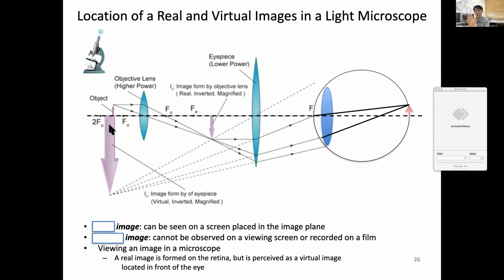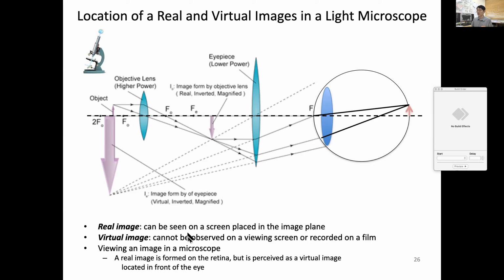So even if you put a curtain or a film over here, you will not get the image, because this image is virtual. I want to explain that if an image can be seen on a screen placed in the image plane, that's what we call a real image. But after the eyepiece and to our eye, you cannot observe it on a viewing screen or record it on a film over here. That is called a virtual image. So hopefully this makes sense to you.